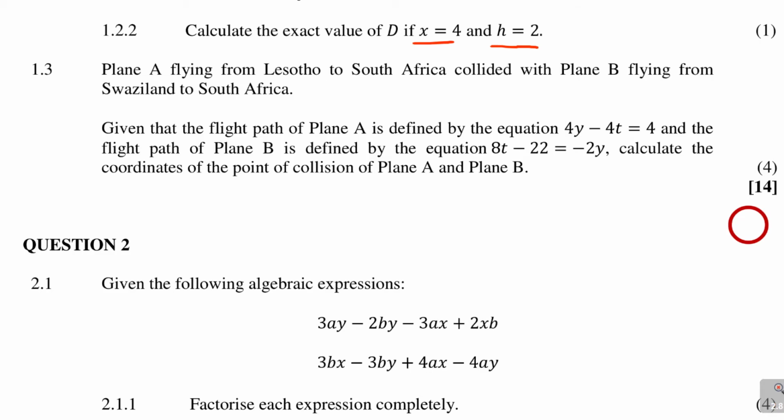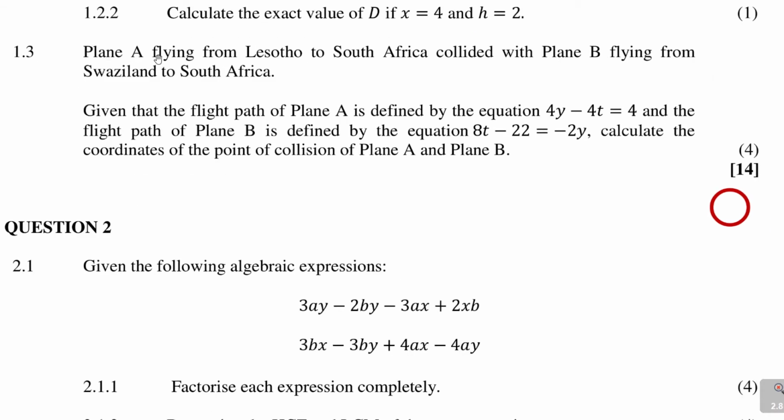Plane A flying from Lesotho to South Africa collided with plane B flying from Eswatini, from the kingdom, to South Africa. Given that the flight path of plane A is defined by the equation 4y minus 4t is equal to 4, and the flight path of plane B is defined by the equation blah blah blah, calculate the coordinates of the point of collision of plane A and plane B.